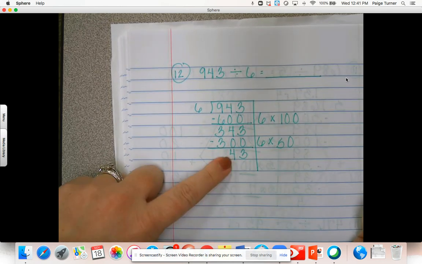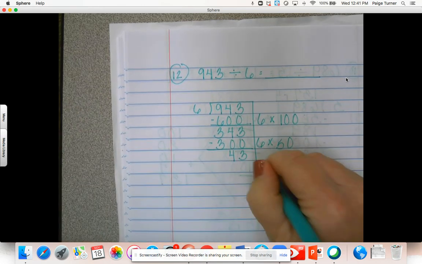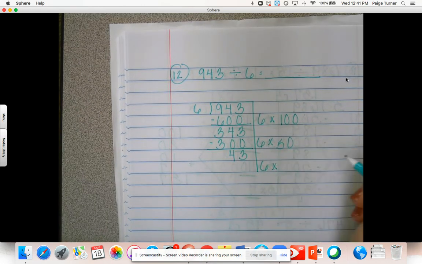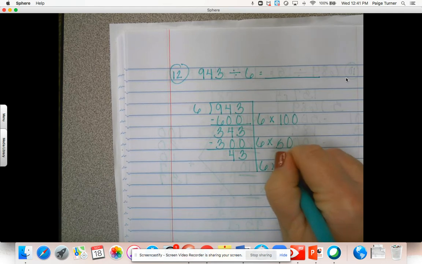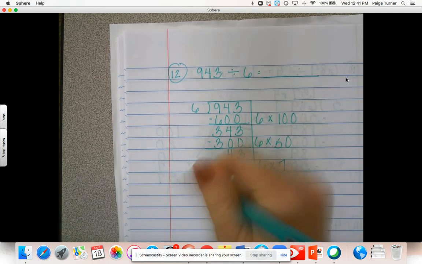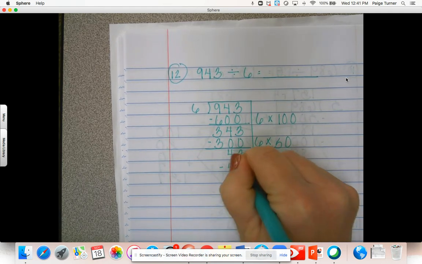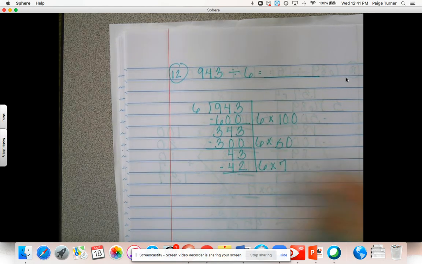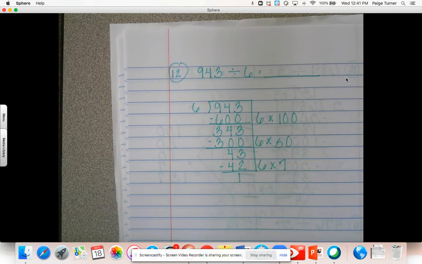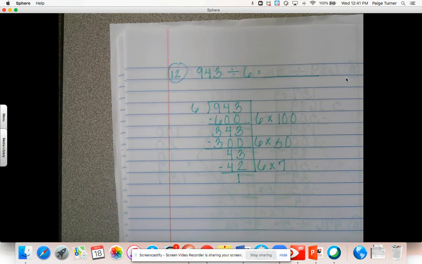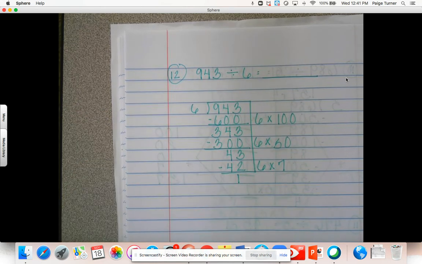And see, now that we've got this broken down pretty small, it's going to start to get really easy to kind of wrap up this problem. So 6 times what number will get you close to 43? That's definitely going to be 6 times 7, because 6 times 7 is 42. So then we'll do 43 minus 42, and that equals 1. And then we know that we're done, because 6 cannot be divided into 1. 6 times a number is not going to get you close to 1, so we're done.